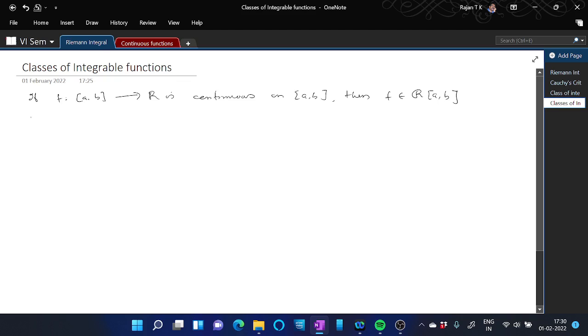So let us try to prove this. This theorem says that every continuous function defined on a closed and bounded interval is Riemann integrable. Let us try to prove this.